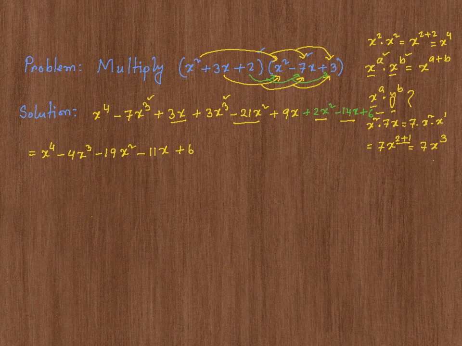Now if I multiply these two polynomials, this one and this one, the end result is going to be this one. I hope that this discussion was helpful. Thank you very much.